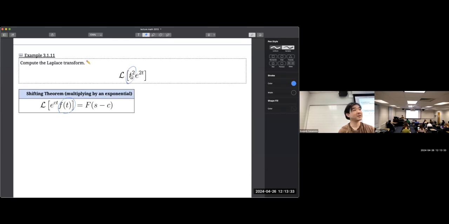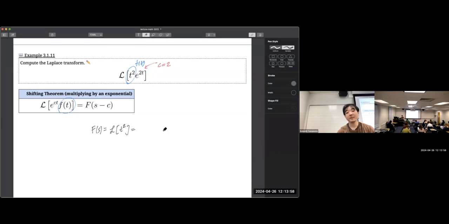Going to be the t squared is the f of t. And then it's clear from here that our c is going to be 2. So you're going to apply a shift of 2 onto the Laplace transform of t squared. So you're going to compute the Laplace transform of t squared, which I'll just write as capital F of s. That's the Laplace transform of t squared.